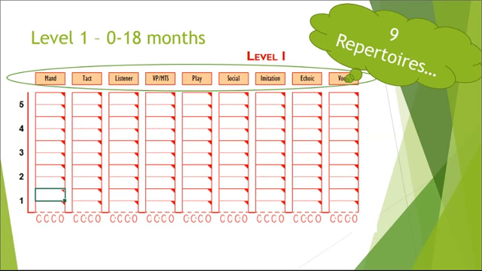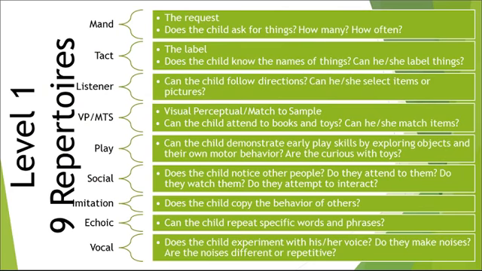If we look a little bit deeper into level 1, you'll notice that it's divided into 9 different repertoires. Again, the milestones are aligned with learners who are 0 to 18 months of age. So those 9 repertoires are along the top there, you can see, and we'll go into each of those in a little bit of detail.